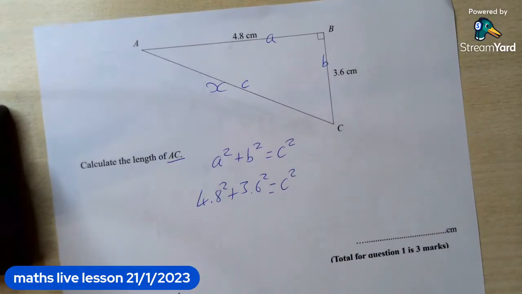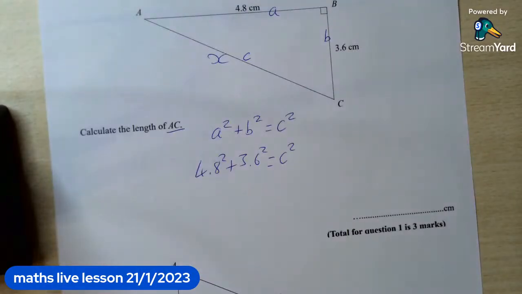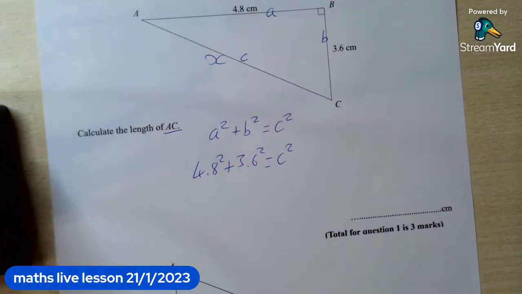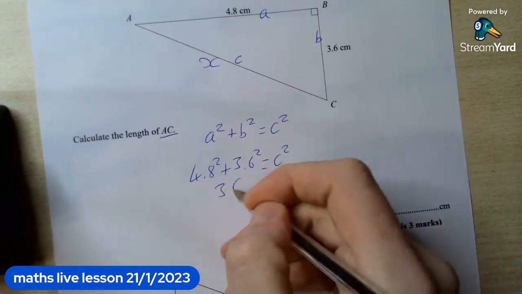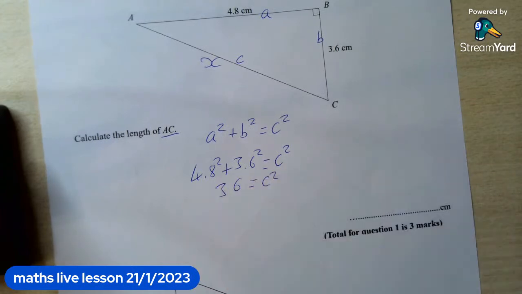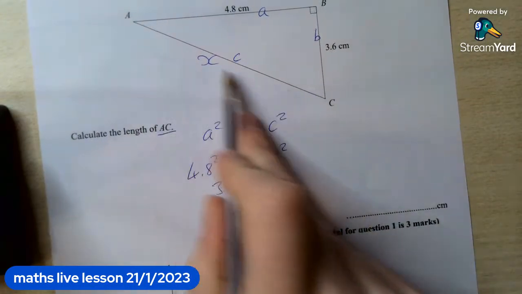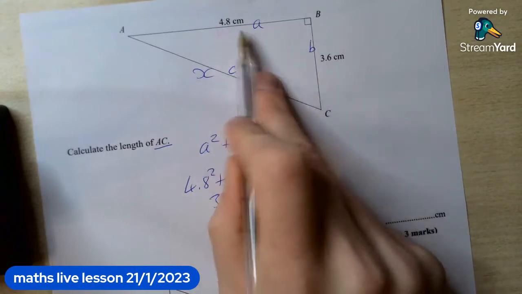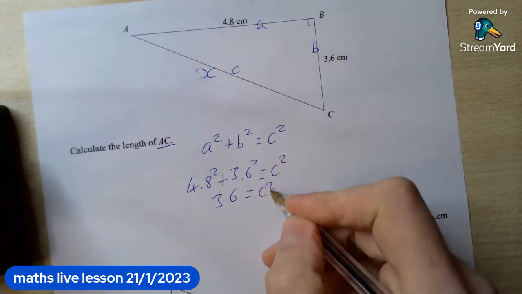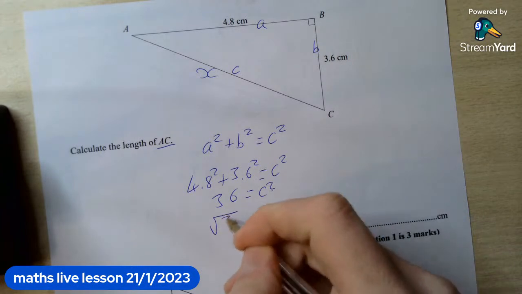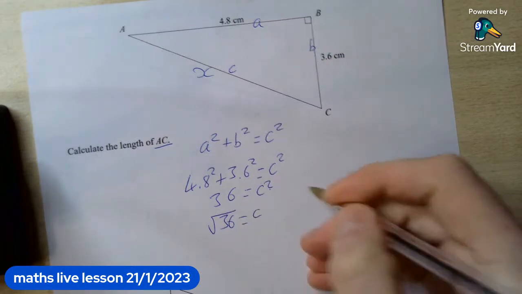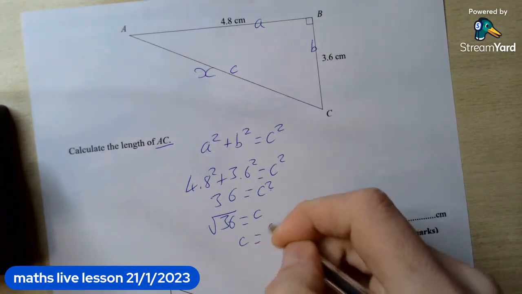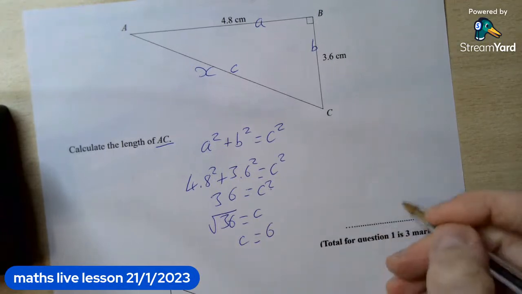And then I'm going to use a calculator for that just to make it a bit quicker. So 4.8 squared plus 3.6 squared, and that equals 36, which is C squared. So then also the length of that side isn't 36 because they are quite small numbers. So then you have to square root. The opposite of squaring is square rooting. So square root 36. So then C equals 6. So you know that is 6.